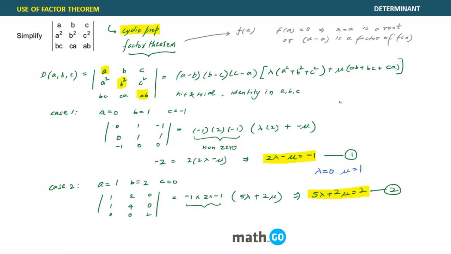So if you just want to find the answer, then what will be the answer? Just put the values of lambda and mu here. So the answer is nothing but a minus b, b minus c, c minus a, and then lambda is 0. So this term will not be there. You will only have this term which will be multiplied by ab plus bc plus ca. So this is how you are going to solve this particular equation using factor theorem. Okay, I hope the application of factor theorem is clear in this particular case.